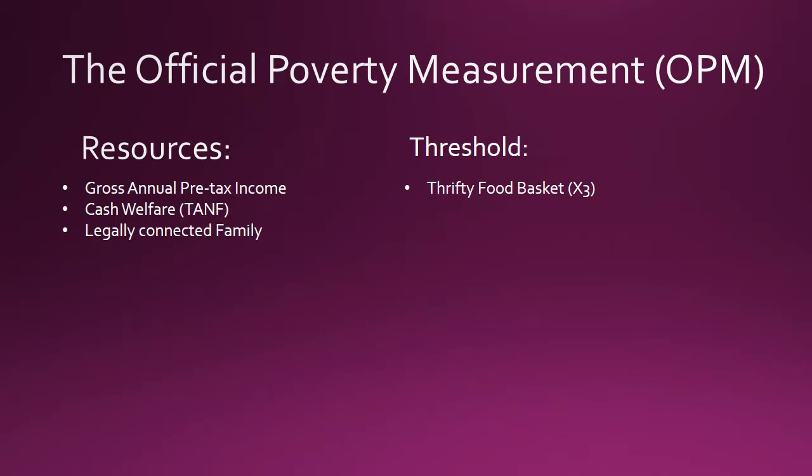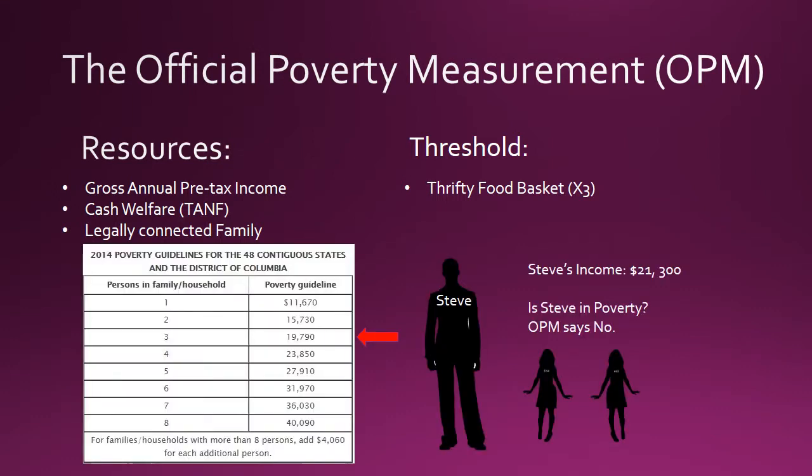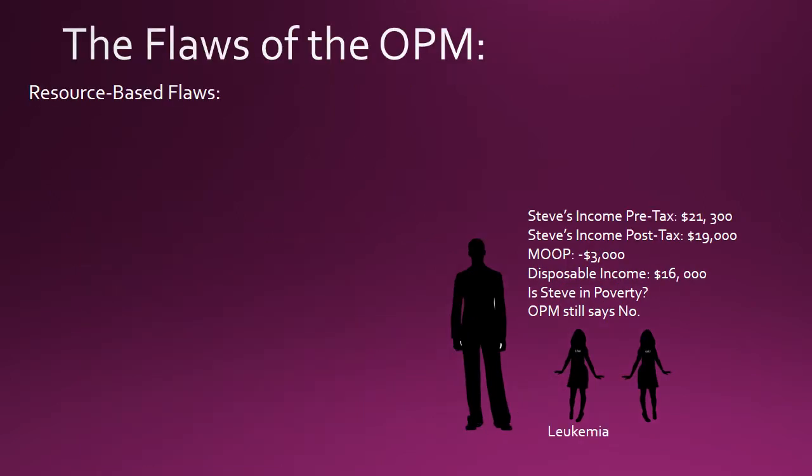To begin with, consider Steve and his two daughters, Lisa and Mary. Steve's income is $21,300. Based on the current OPM, Steve is not in poverty. However, let's take a look at the full picture. Sadly, Lisa has leukemia, which cost Steve $3,000 in medical out-of-pocket expenses to pay for her treatment. Moreover, after taxes, Steve's income is only $19,000. As a result, Steve's disposable income is only about $16,000. In this case, he is well below the poverty threshold. But according to the OPM, Steve is still not in poverty.